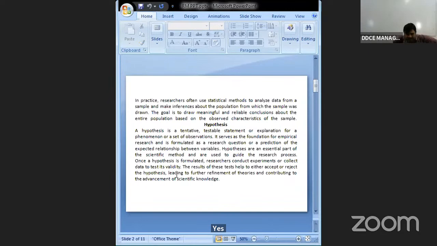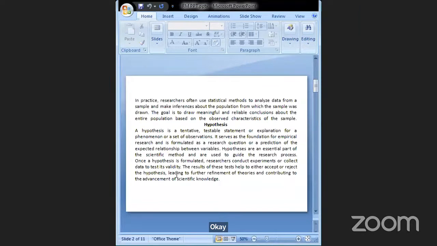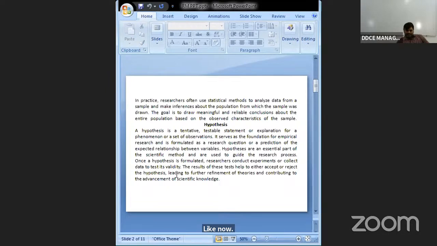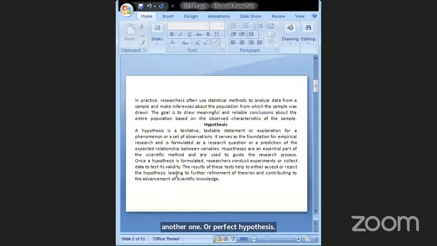Assumption is also correct. Yes, hypothesis means it's an assumption. You can say it's a statement. Are you getting? Yes, sir. Right. Now, hypothesis is divided into two types. One is null hypothesis. Another one is alternate hypothesis. Ready? Yes, sir.